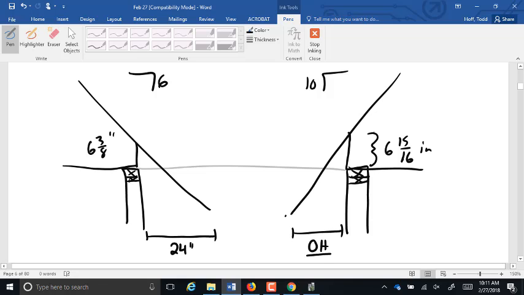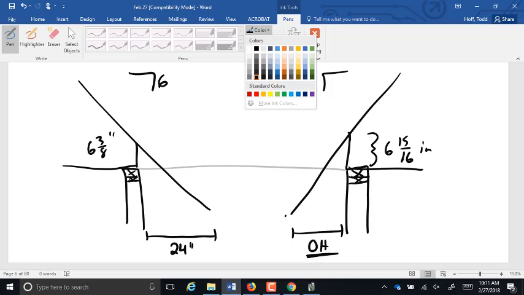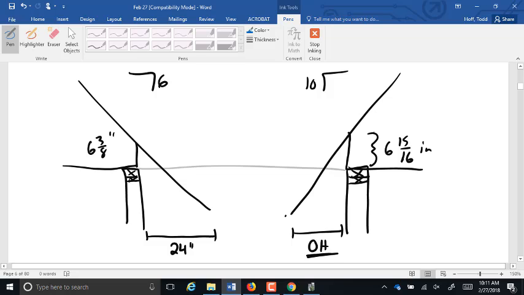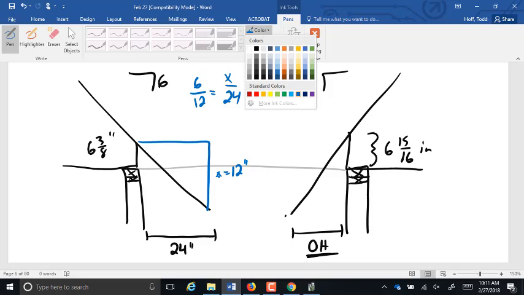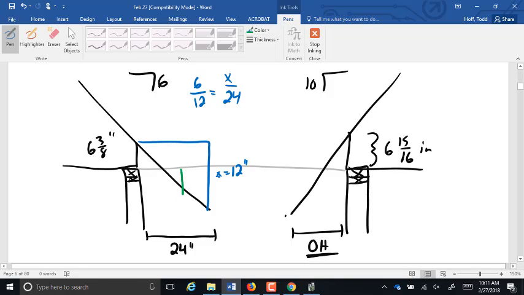This overhang. Yep, we got to start on the one that we know all three for, don't we? So over here, we're at 6 3/8. We're going to draw in this triangle, figure out this drop. That 6/12 equals, call that x, over 24. So that's going to be 12 inches, right? So 6 3/8 minus 12 tells us that we are 5 5/8 inches below the top of the wall.